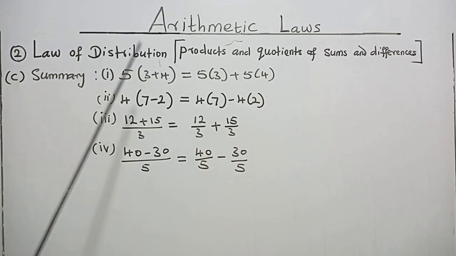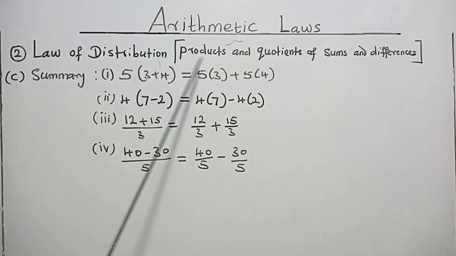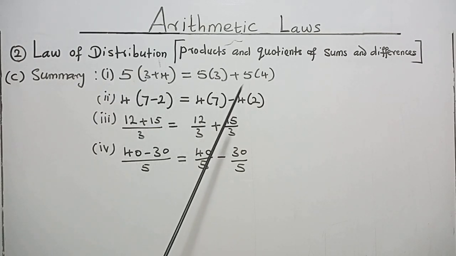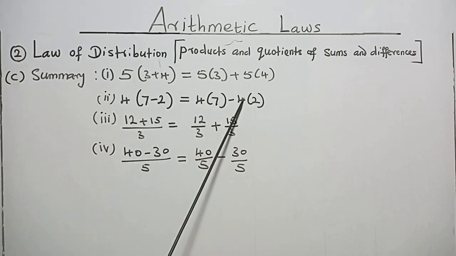With what we now see, we can make some deductions or conclusions. What conclusions can we make from this summary? First, look at product of a sum. See how it is evaluated. See product of a difference. See how it is evaluated.